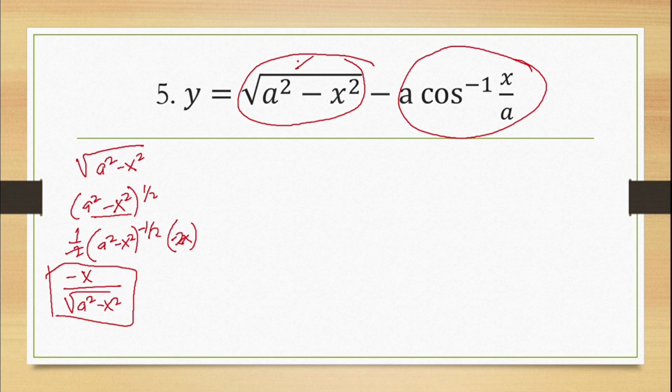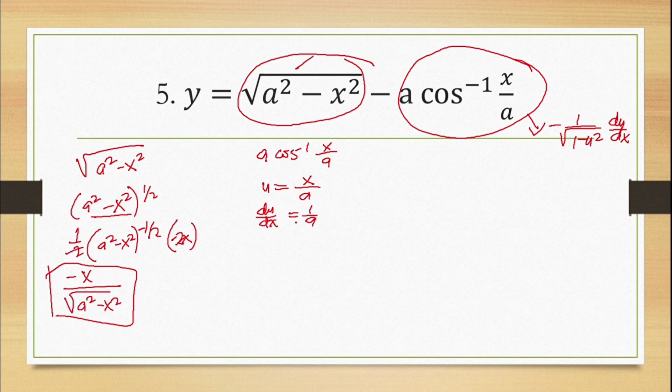Next, we're going to take the derivative of the second part. The derivative of the second part is a cosine of inverse cosine of x over a. So this is in the form of negative 1 over the square root of 1 minus u squared, times du over dx. So we're going to find first our u here. Our u is equal to x over a. So therefore du over dx is equal to 1 over a.